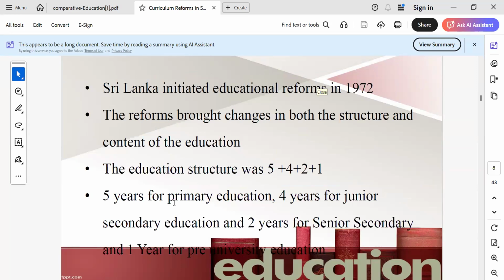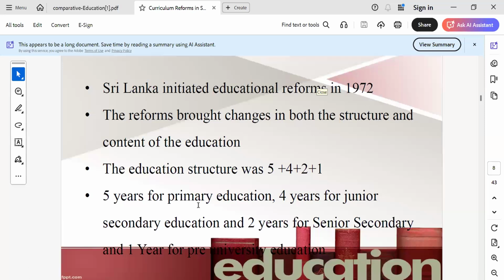right? So Sri Lanka initiated educational reform in 1972. The reforms brought changes in both the structure and the content of the education. So you can see, right, even every setup, I think the last two, not much change. Otherwise, they change the structure as well as the content of education. That means curriculum.